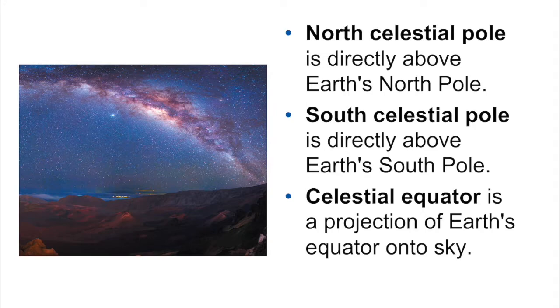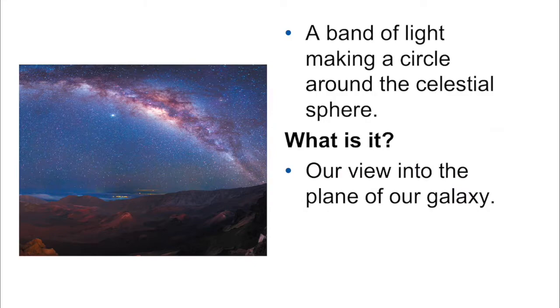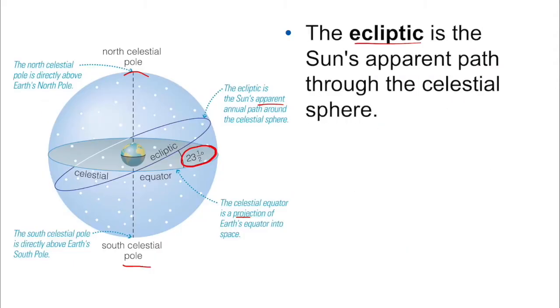Just summing up some more ideas I already mentioned: north celestial pole, south celestial pole, and the celestial equator. Good summary slide here. We already talked about how the Milky Way is a band of light. It makes a separate circle around the celestial sphere. And let me recall, let's see if it actually shows up on either of them.